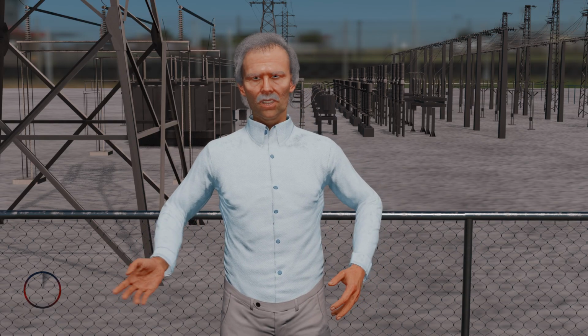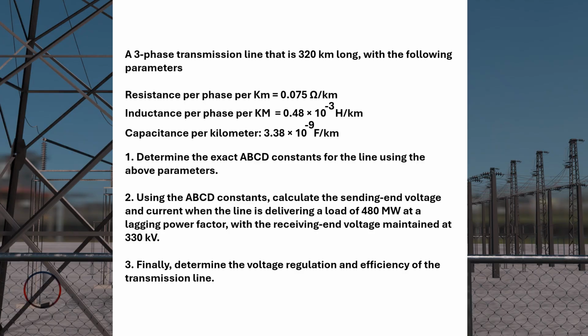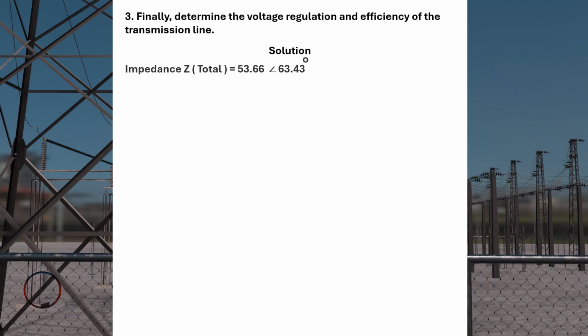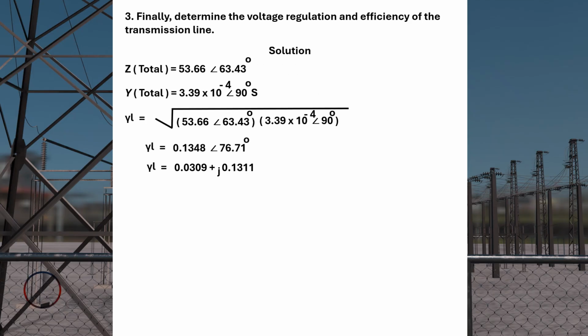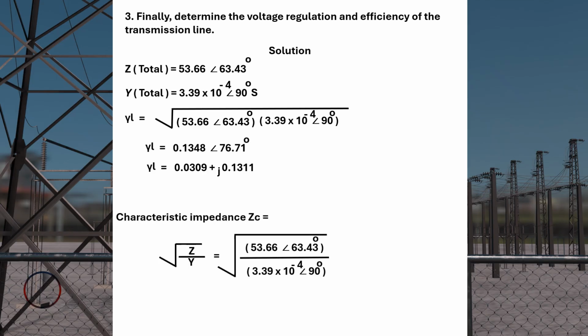Referring to our previous series, we have already calculated some values, which include the impedance, admittance, and gamma L. The characteristic impedance, ZC, was calculated in the later part of the video. However, we will calculate it again here, as it is a value we will refer to in subsequent steps.